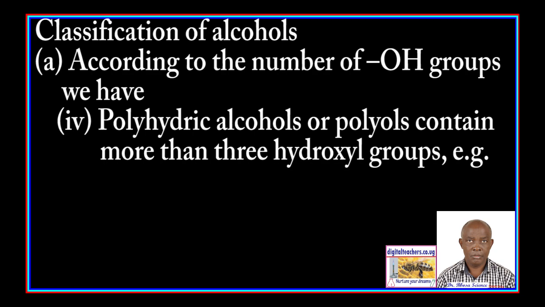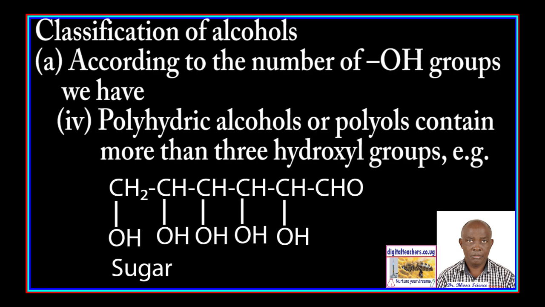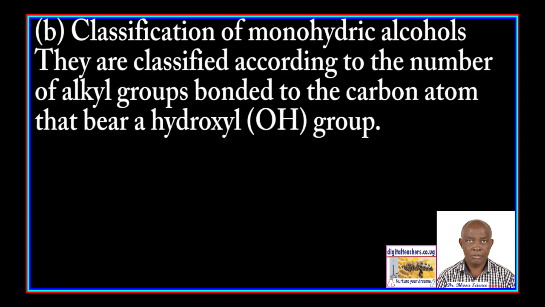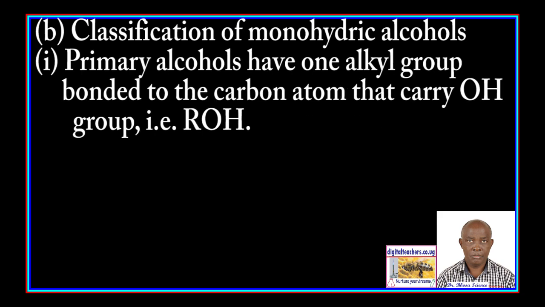For example, sugar. B. Classification of monohydric alcohols. They are classified according to the number of alkyl groups bonded to the carbon atom that bears the hydroxyl group. 1. Primary alcohols have one alkyl group bonded to the carbon atom that carries the hydroxyl group. For example, ethanol.